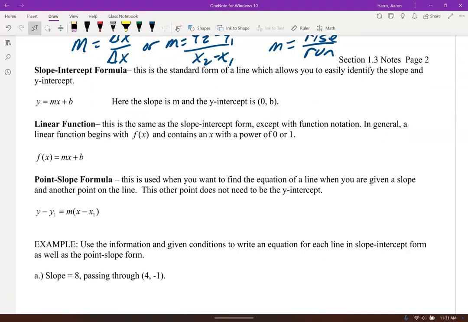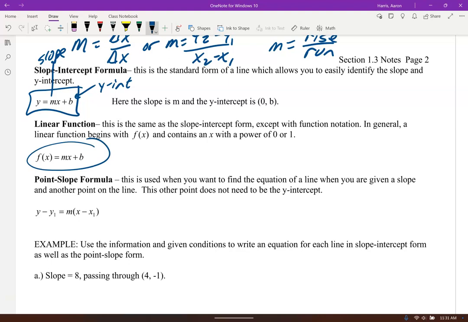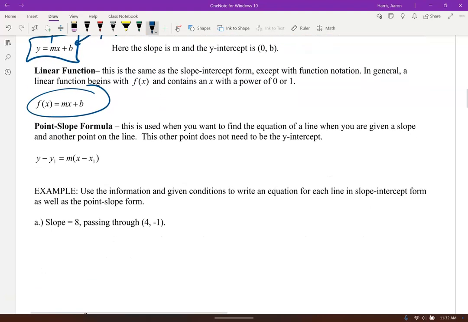All right, let's take a look at slope-intercept formula. So here's y equals mx plus b. M is our slope. B is the y-intercept. That's what that B stands for. So any linear function will be of this form, f of x. F of x is just a nickname for y. F of x equals mx plus b. Y equals mx plus b. F of x is just y.